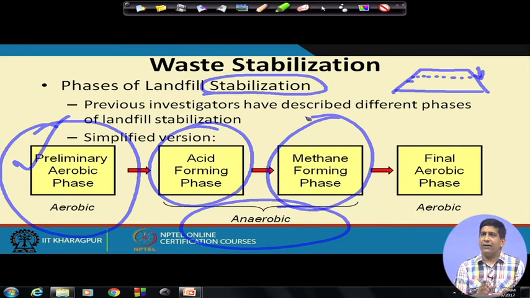Acid forming phase: if you think about our food waste, the most easily degradable garbage is food waste or something similar to it. These wastes are high molecular weight organic compounds. Once they go into the degradation phase, these high molecular weight organic compounds start getting converted to low molecular weight organic compounds.